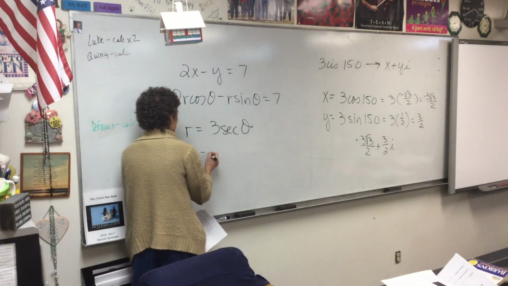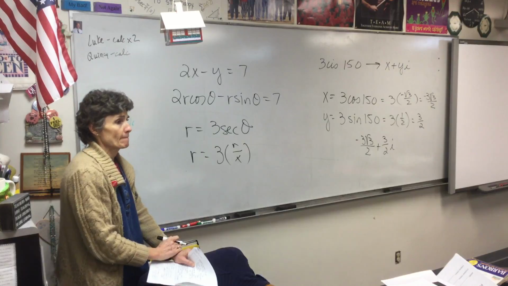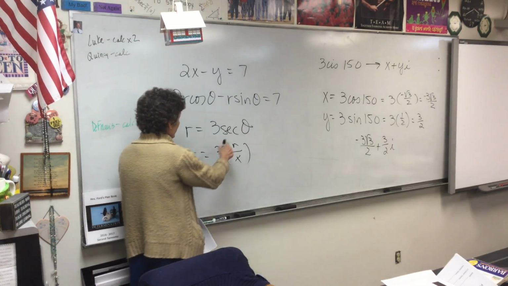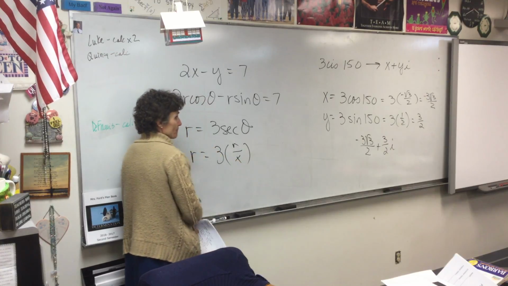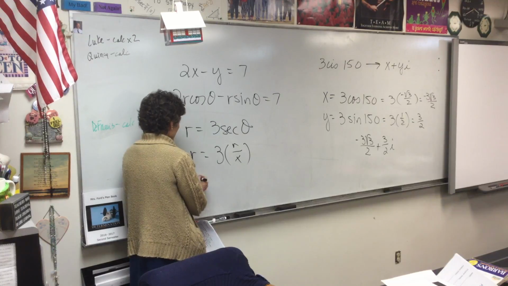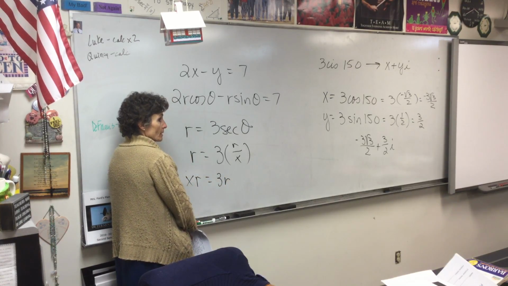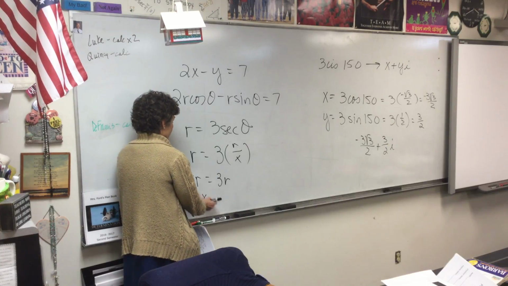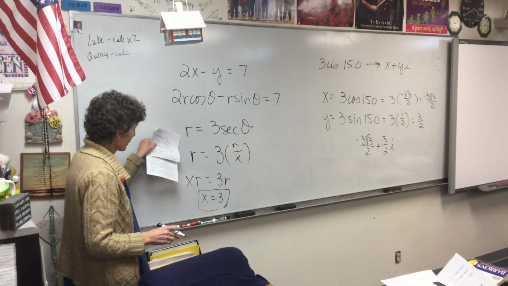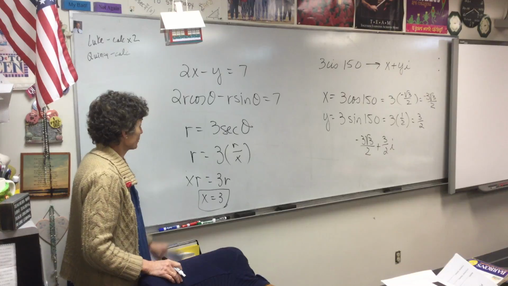So we have r equal to 3 r over x. Now, no matter what the function is, that's going to be a fraction. Every function is a fraction. So let's clear the fraction. And what? X equals 3. So that equation right there is the same as x equals 3.